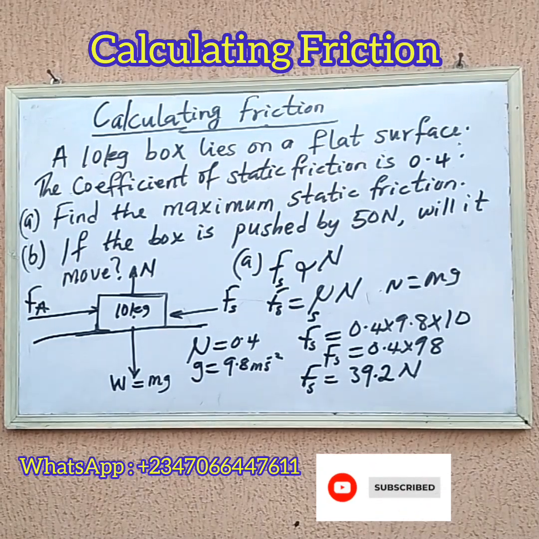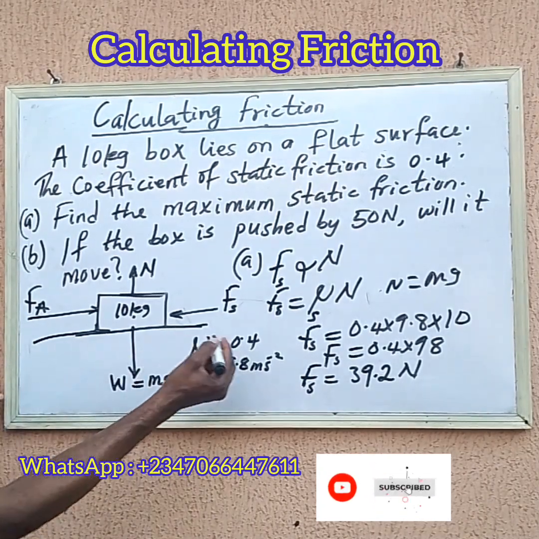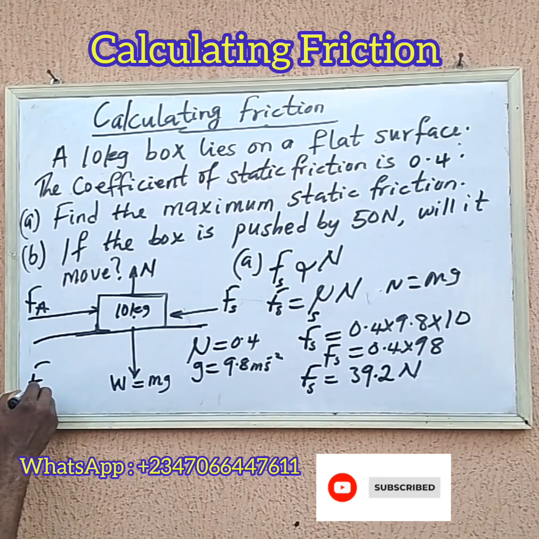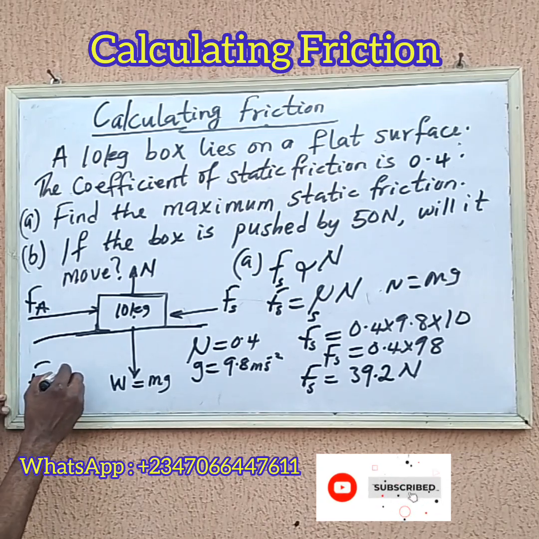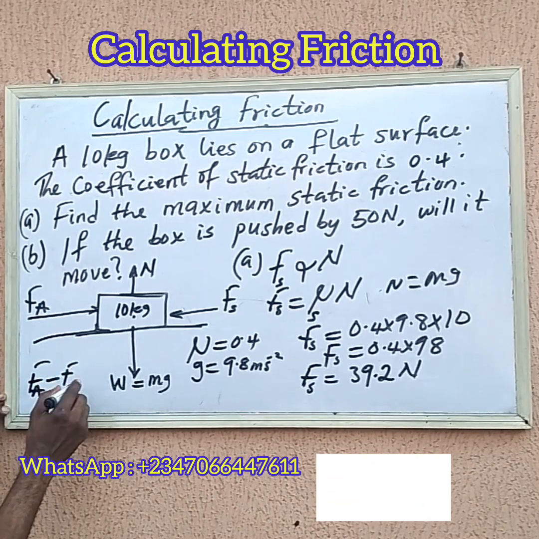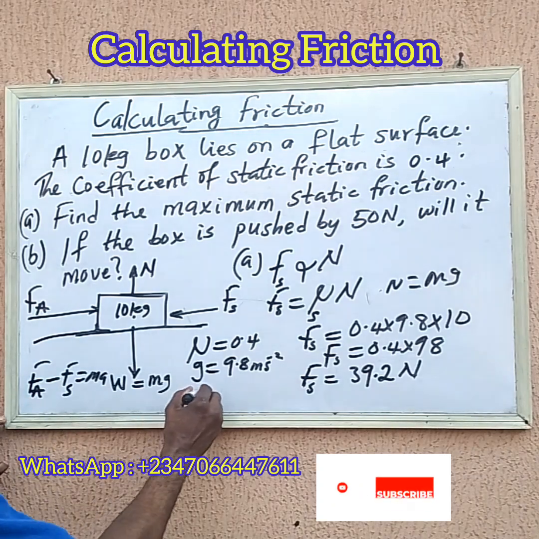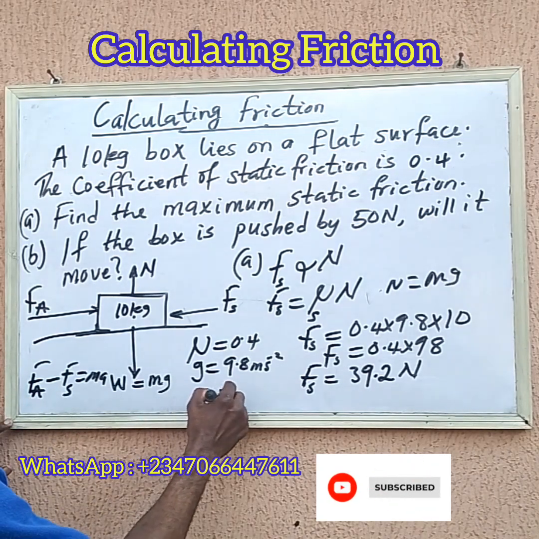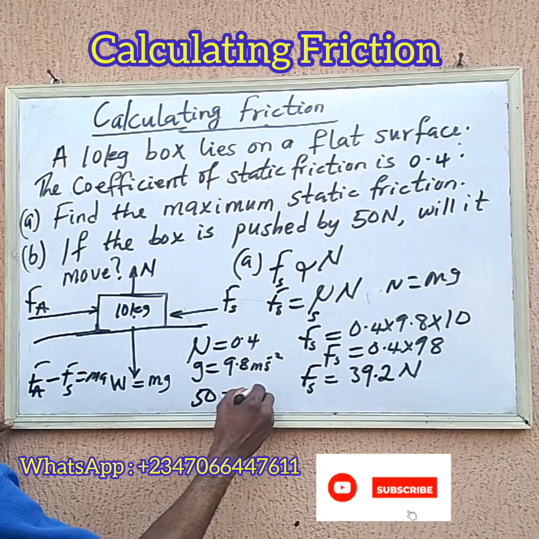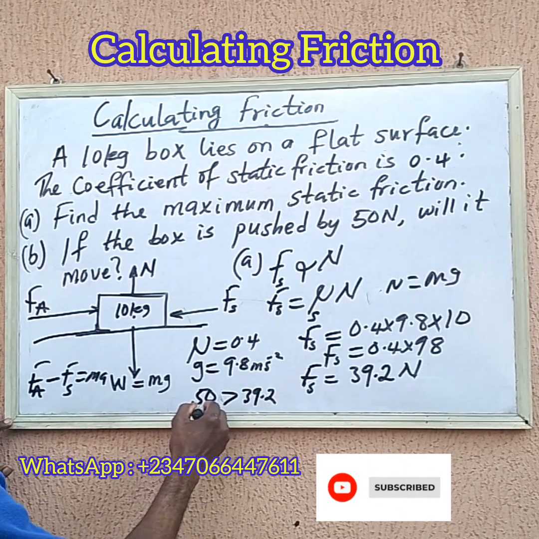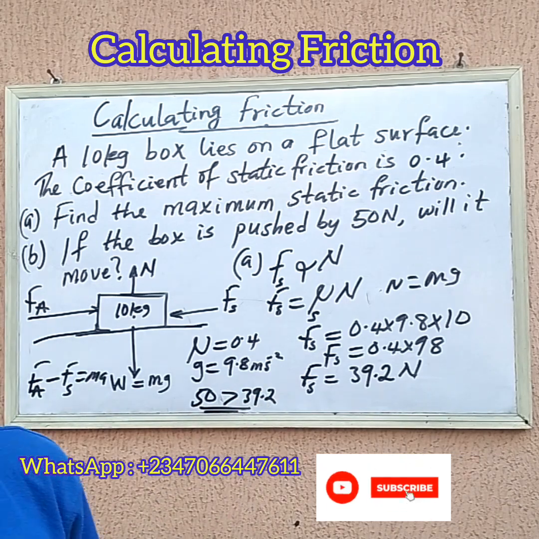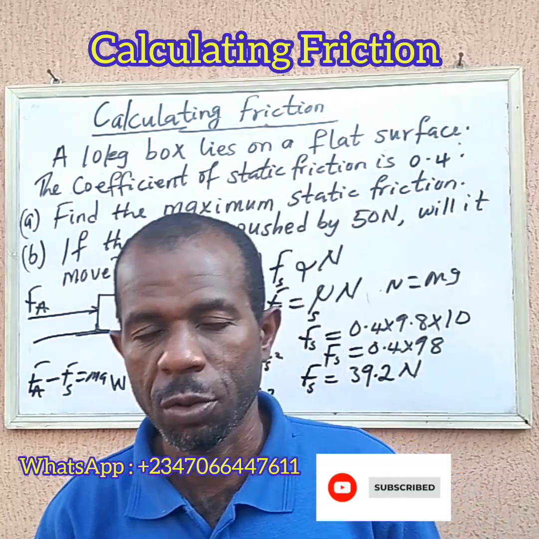So you don't have any calculation, because for the body to move, it's going to be applied force F minus static friction equal to mass times acceleration. So it means the body is in motion. So since the applied force, 50 Newton, is greater than 39.2, the body will move. That is the answer to that question.